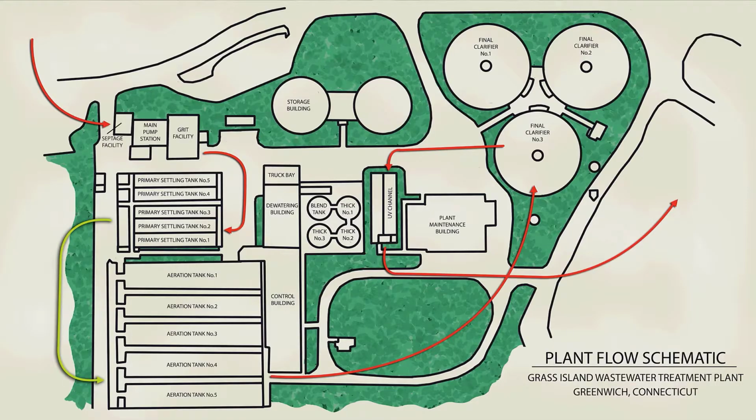And from there, the flow moves into the aeration tanks, which is where both our secondary and our tertiary treatment occurs simultaneously. After tertiary treatment, the flow moves into our final settling tanks, where all of the solids that accumulate in the aeration tanks are removed. After the final clarifiers, the flow moves into the UV channel for disinfection, and then out into the harbor.